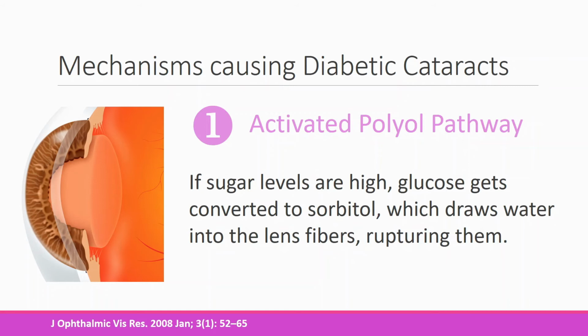First, normally the cells use glucose for energy and whatever glucose is not used gets converted to something called sorbitol. The lens has an enzyme that converts glucose to that chemical. With high blood sugar levels, this sorbitol starts accumulating inside the lens. It pulls more water into the lens fibers. These fibers swell and rupture. This makes them more opaque, leading to cataracts.